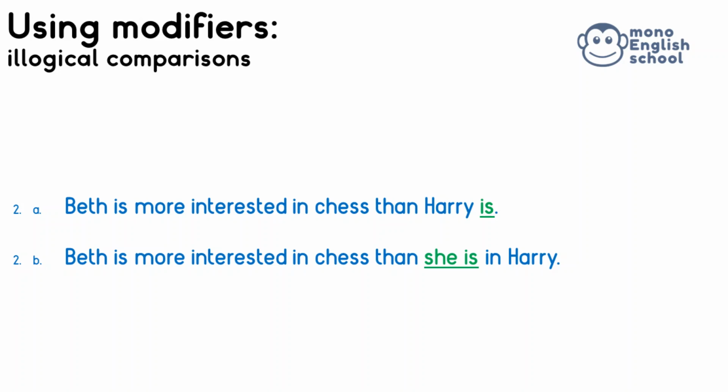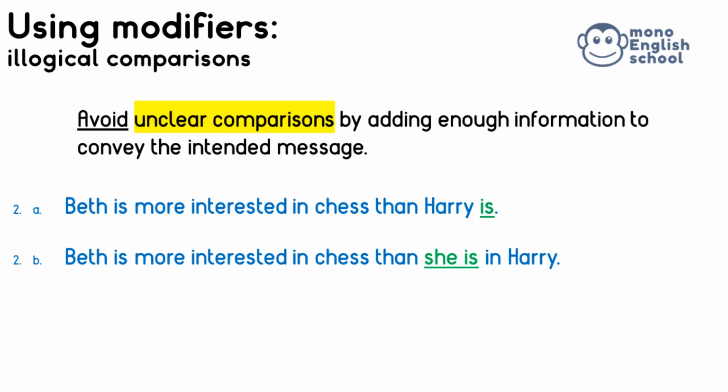Neither of the revised sentences is open to interpretation. Each successfully conveys its intended message. So, we can avoid unclear comparisons by adding sufficient information to our sentences. It's time for another comprehension check question.